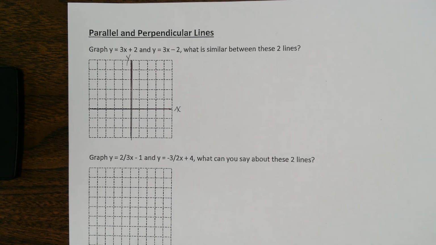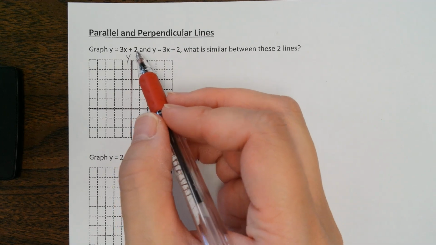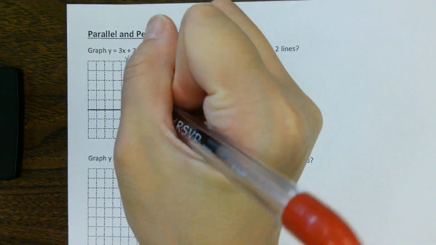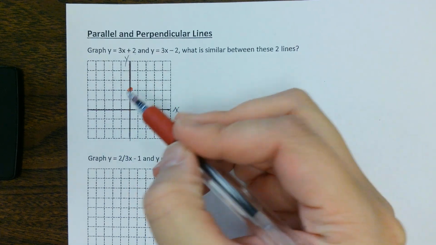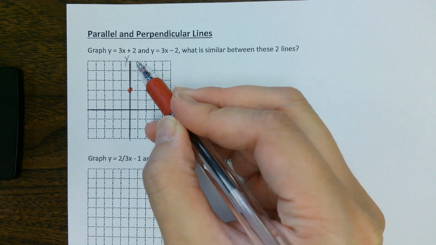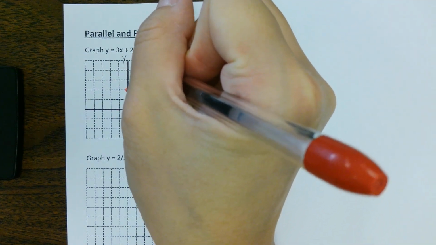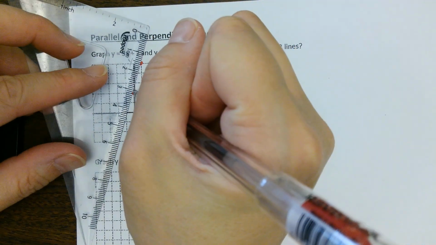Okay, so graph y = 3x + 2. So 3x + 2, your y-intercept is 2. So I'm going to plot this point right here. Plot my y-intercept first. And then my slope is 3. So from this point, I'm going to go up 3. 1, 2, 3 over 1. Okay. And then there's my line for the first line.